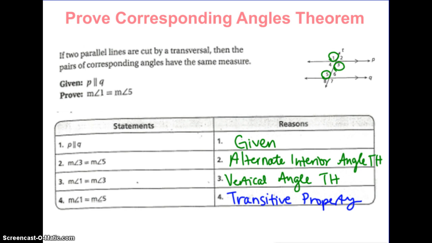Notice that once you've started proving things, like the vertical angle theorem and the alternate interior angle theorem, we can use them to shorten the proof of later proofs.